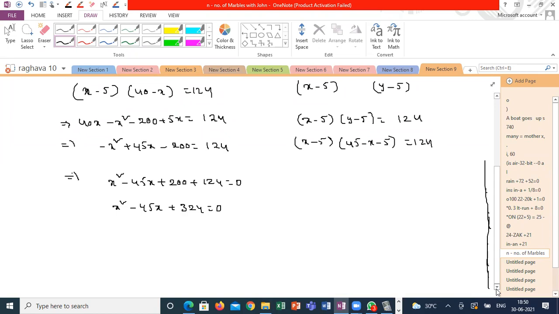So what numbers will work? The product is 324 here. So 9 into 36. 9 into 36. Yes, super. 9 into 36.